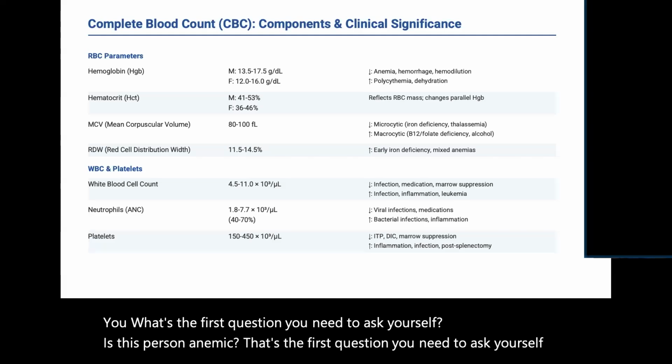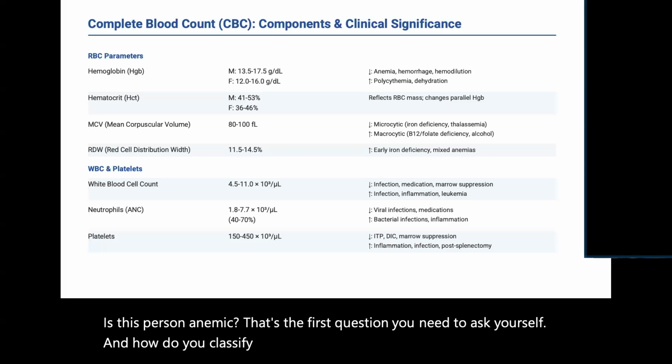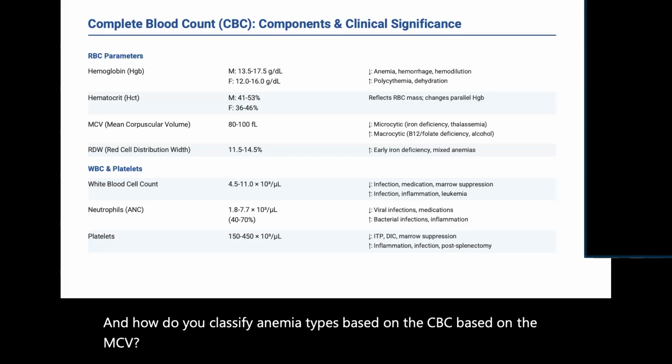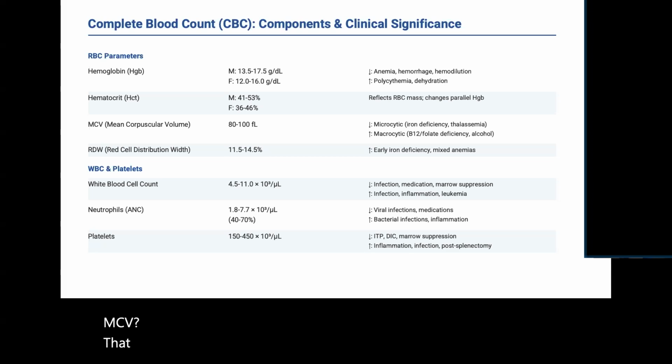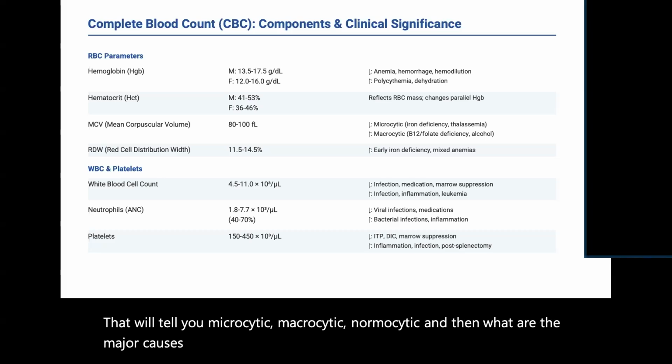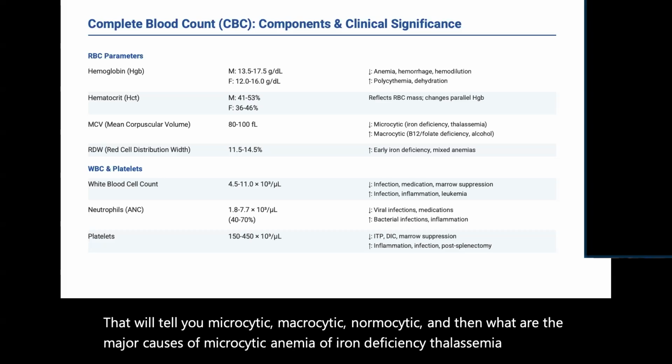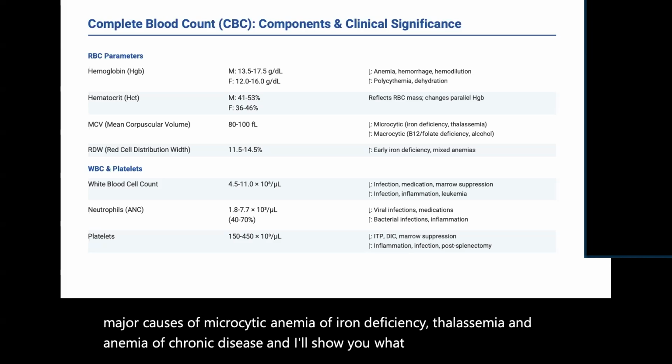And how do you classify anemia types based on the CBC? Based on the MCV. That will tell you microcytic, macrocytic, normocytic. And then what are the major causes of microcytic anemia? Iron deficiency, thalassemia, and anemia of chronic disease. And I'll show you what those look like down the road.